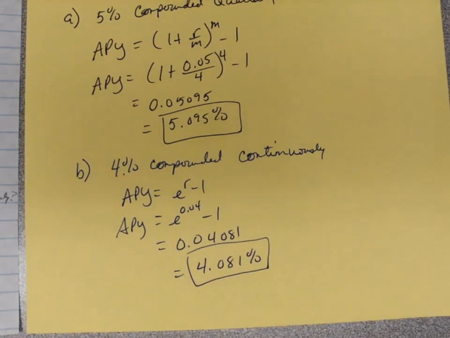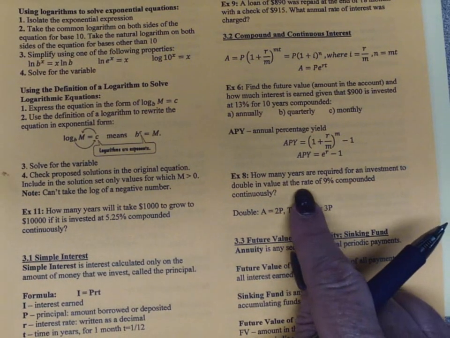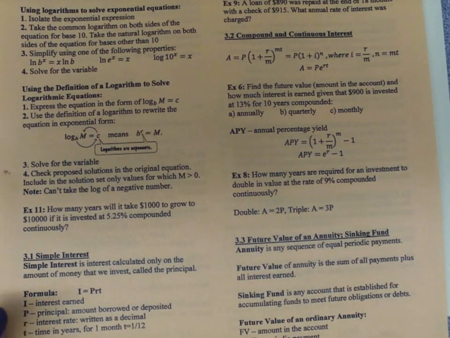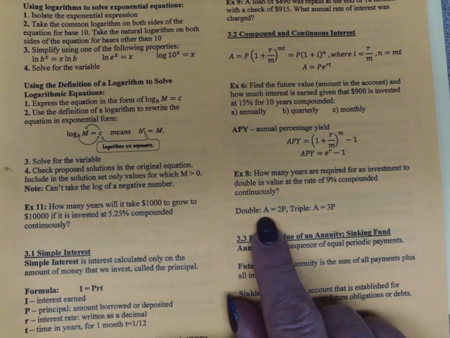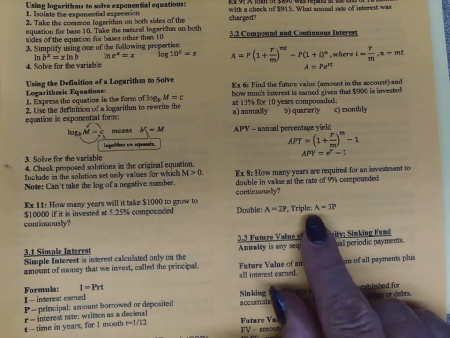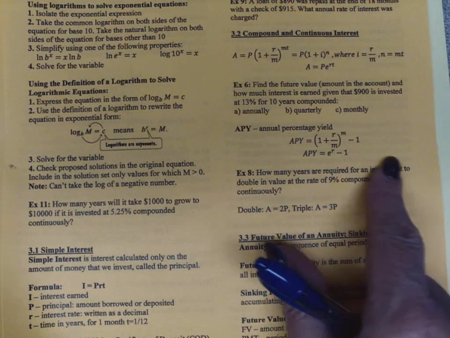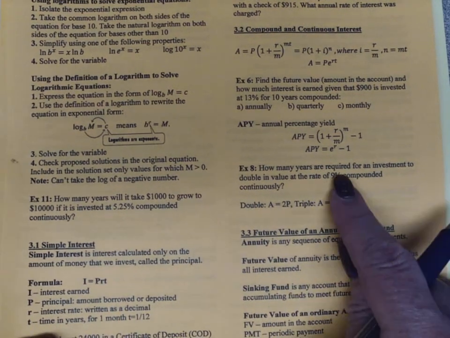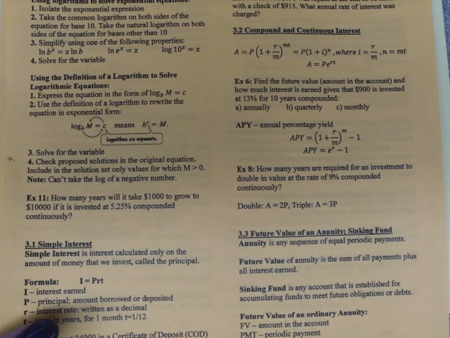All right, number 8. This will be our last question for this section. How many years are required for an investment to double in value at the rate of 9% compounded continuously? So I've given you some clues here. Double means that your accumulated value would be 2 times the principal. Triple would be your accumulated value is 3 times the principal. Because if you look at this, you're like, well, they didn't give us enough stuff. They only gave us a rate and compounded continuously.